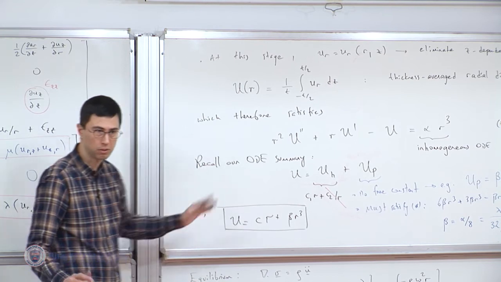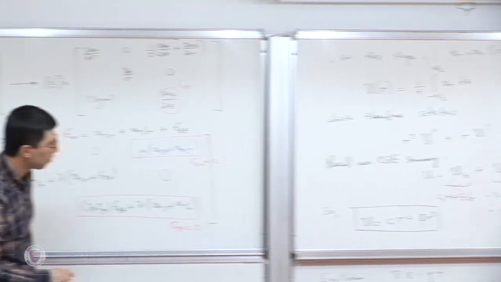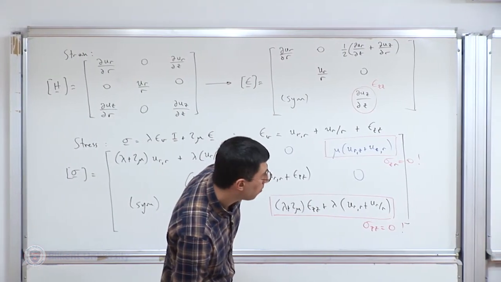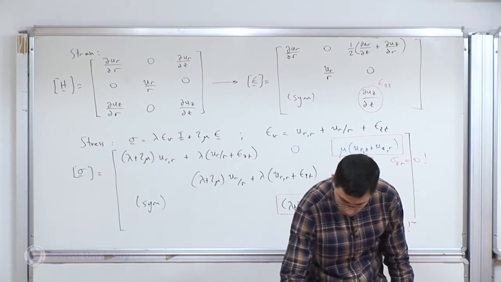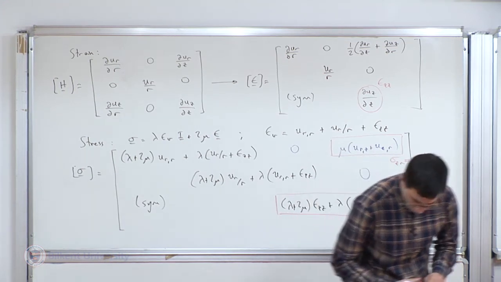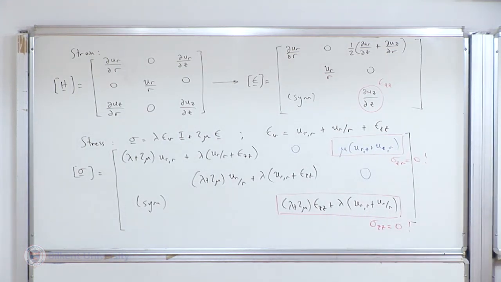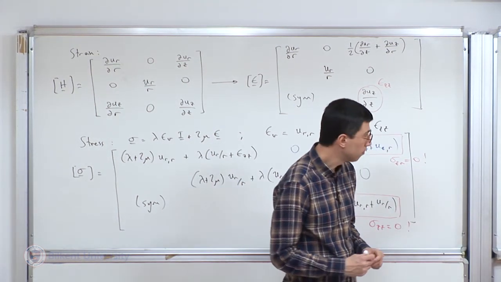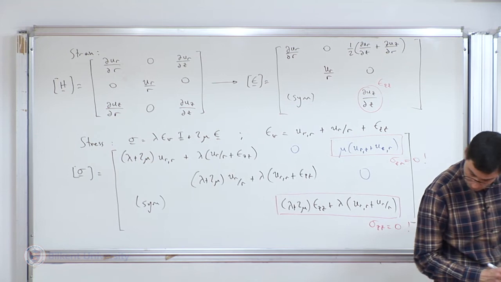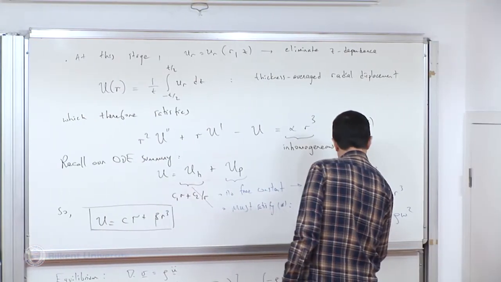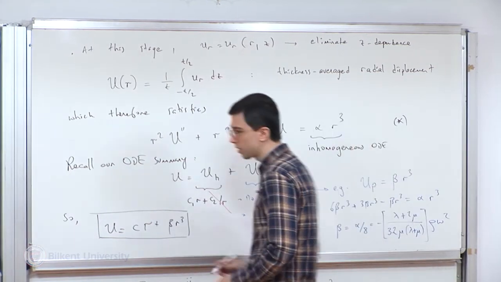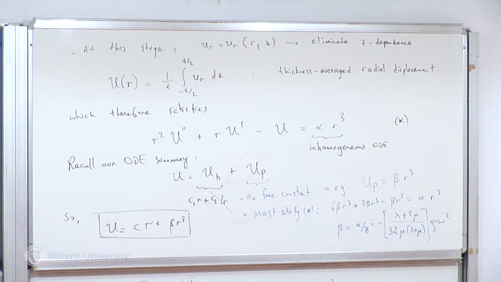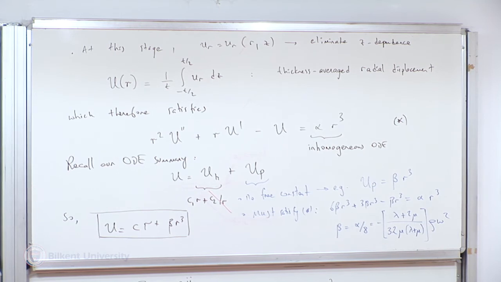Beta is not a free parameter. It's a material parameter combined with omega, and I missed the omega. Let me write that. Rho omega squared should also be there. And in fact, I missed the minus sign as well in alpha. I'm sorry. So let's highlight this. Minus rho omega squared should also be there. Okay, so let's go ahead and find C.